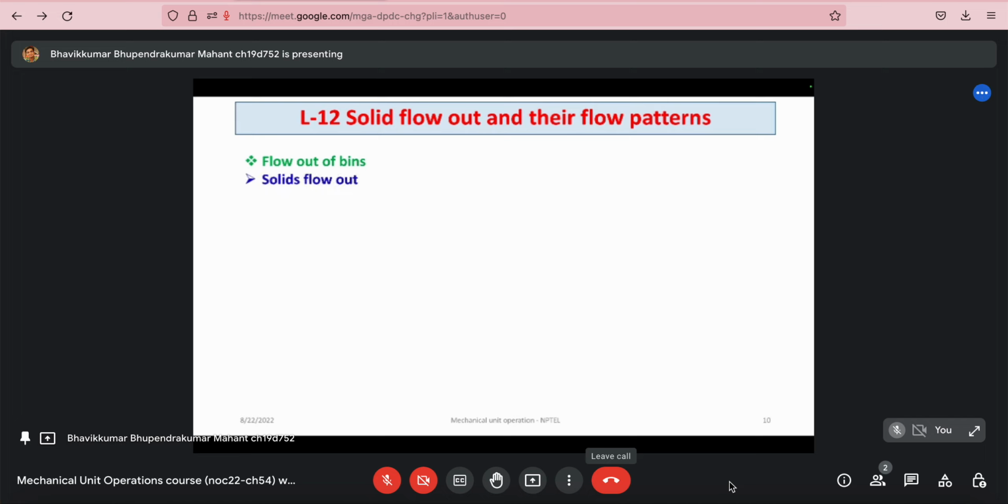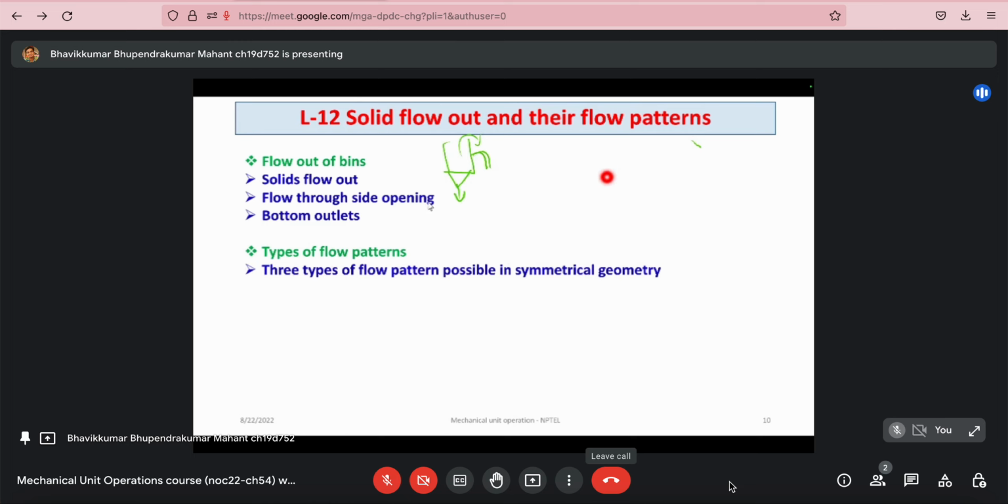So solids can flow out from the side opening, as you can see if you just draw. They can flow out from the bottom, where the bottom outlets are. Then what are the types of flow out? A solid can flow out from here also, which is overflow, you can consider. Now, types of flow patterns.